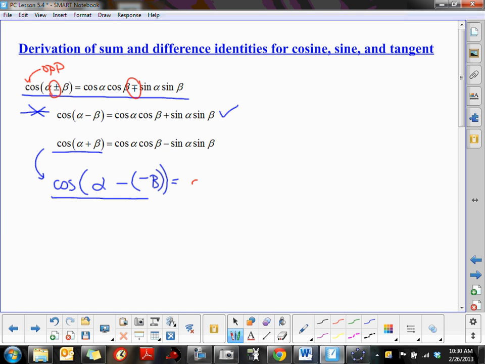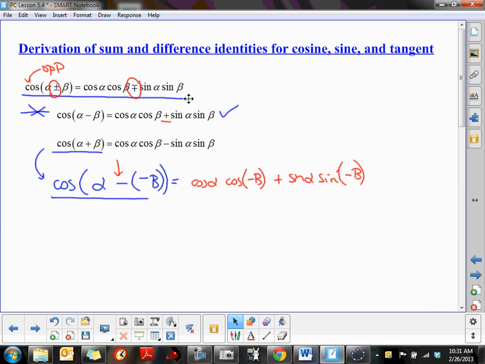So that says take the cosine of the first angle, times the cosine of the second angle, which is negative beta, and then you have to add to it using our rule. If it's a cosine of a difference, it's always the sum on the back side: sine of the first angle, sine of the second angle, which was negative beta.